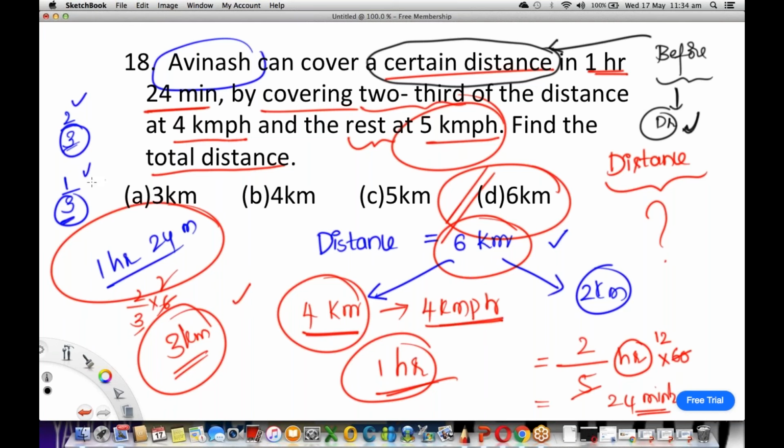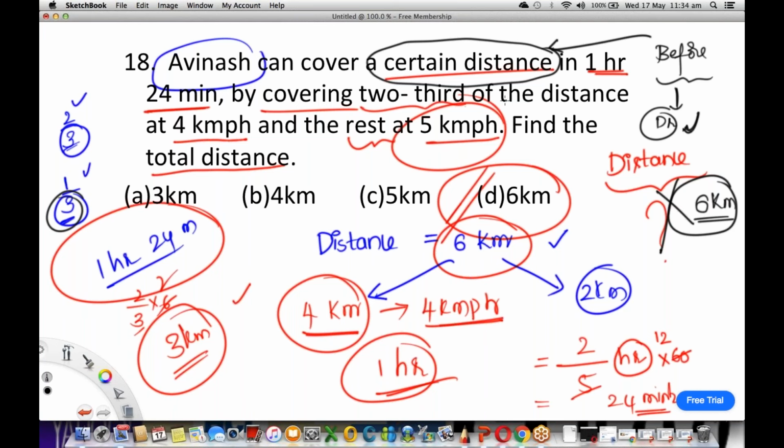So I am plugging a number which will go with 3. So assume a number which is a multiplier of 3. I'm assuming the distance as 6 kilometers. This is just my assumption, not the exact value. Unfortunately, that assumption becomes my answer.